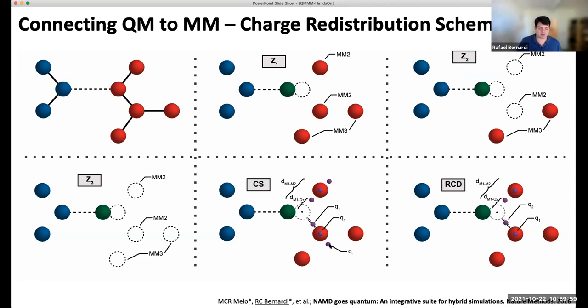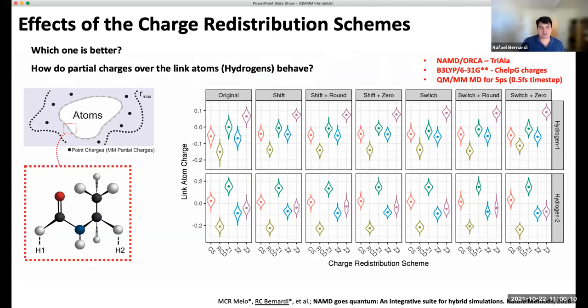But all of them are available. This is like religion, you pick your own and be happy with it, because there's a lot of fight about which one is the best method. I can tell you that we tested how much the methods would vary, and they vary quite a lot. So what we did was to check how much the charge in a specific atom. We calculated the charge on the hydrogen link atom, this hydrogen here or the other hydrogen. And we saw how much the charge on that atom would be depending on the method you're using. And as you can see here, depending on the method you're using, you're going to get completely different results. So the charge shifting, the RCD, the Z1, Z2, Z3, all of them are going to give a different charge for that hydrogen. Your obvious question would be, which one is the correct one?